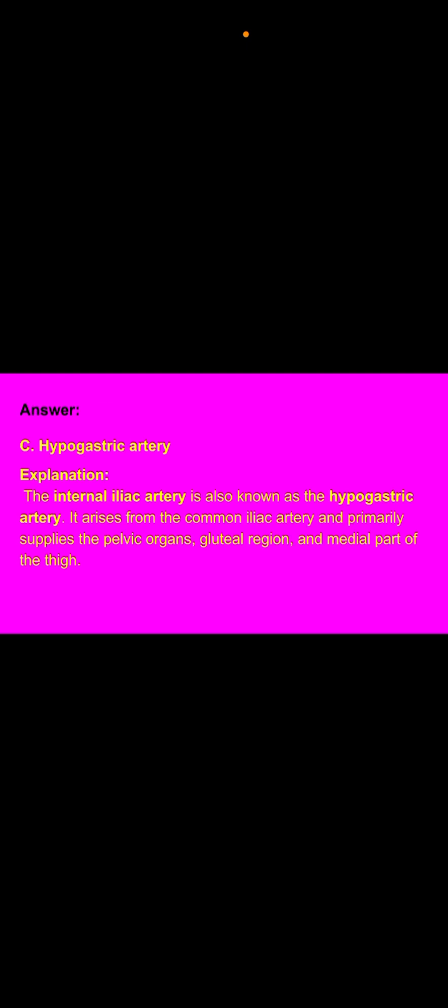Question number 15. Another name of the internal iliac artery is: A. External iliac artery. B. Common iliac artery. C. Hypogastric artery. D. Femoral artery. Answer is C. Hypogastric artery. The internal iliac artery is also known as the hypogastric artery. It arises from the common iliac artery and primarily supplies the pelvic organs, gluteal region, and medial part of the thigh.